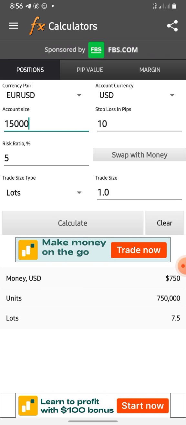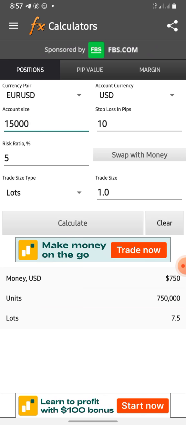So on this trade, if your stop loss got hit, this is what will be minus in your account, $750. While the loss size that you are supposed to use on this $750 is 7.5. Look at it here. This is the lot size we are supposed to go in on this trade, family.